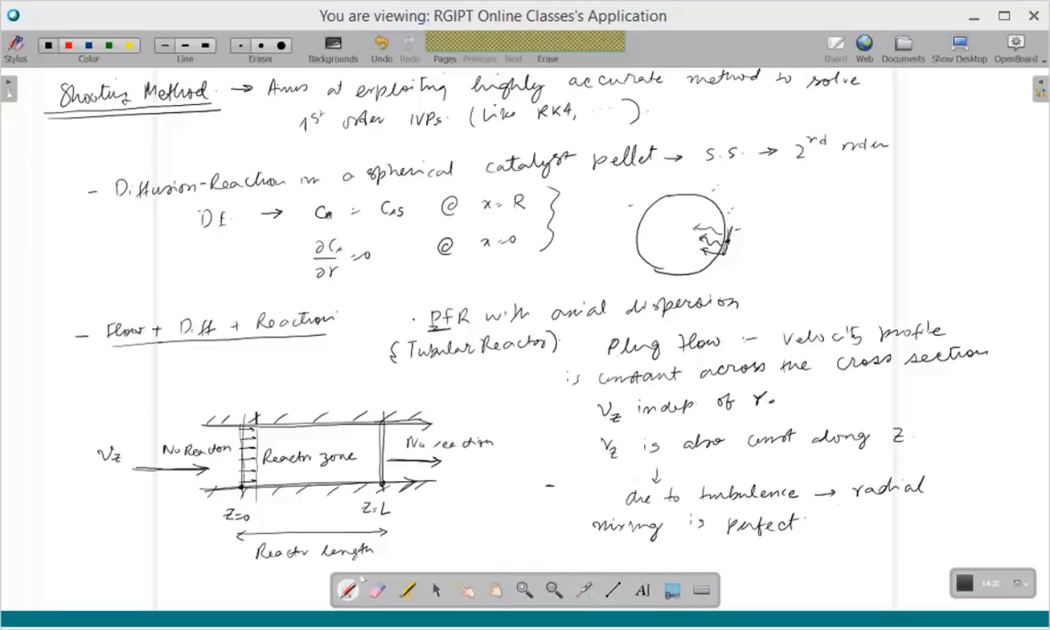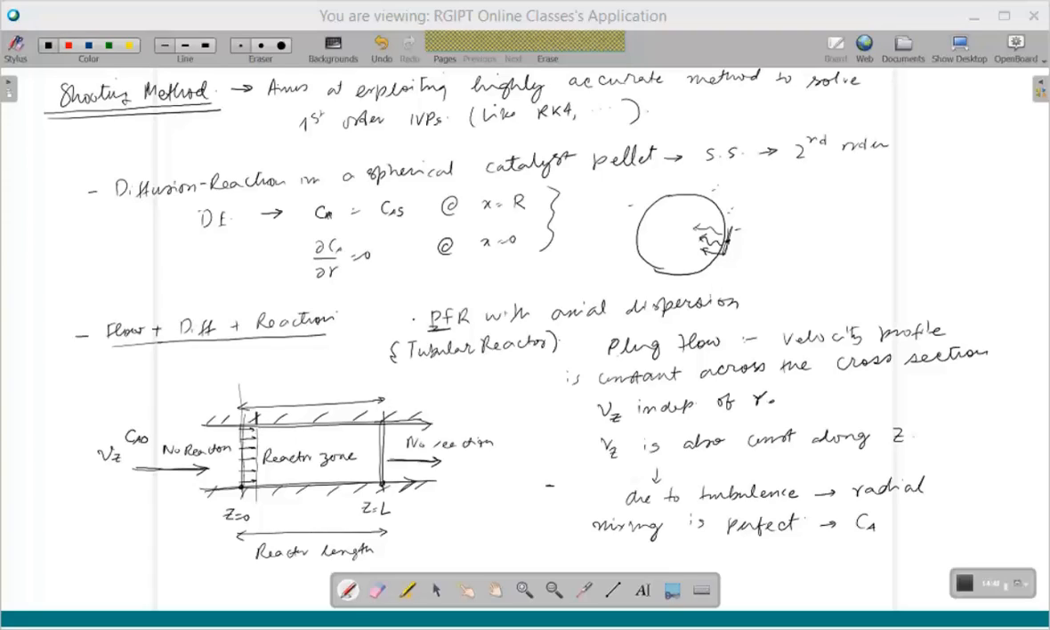That would mean that the concentration of the solute or the reactant that you're looking at, which is let's say Ca. So A enters with the feed here with a certain concentration Ca0, and the velocity is given to be Vz, which is constant. And inside, Ca is going to change from here to here. That's what we want to find out.